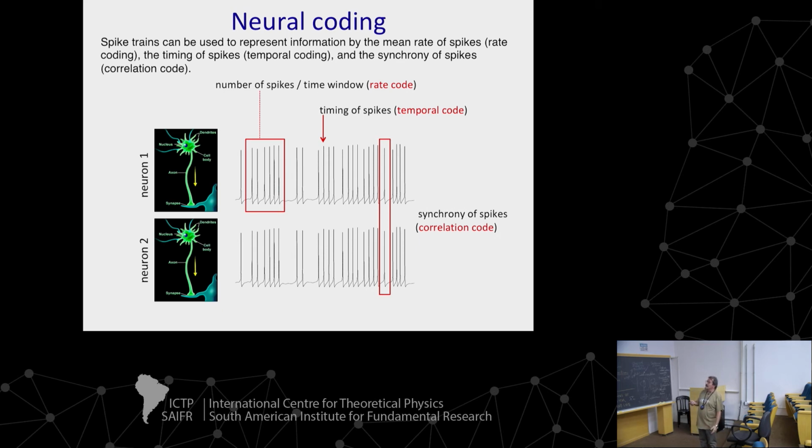Also, you can imagine that the actual time of each spike is what matters. So the timing itself: whether a neuron receives or emits a spike now, or 1 millisecond later, or 2 milliseconds later. The time itself is important. And also, if you have more than one cell present, you can have a kind of correlation code in which the correlation between the spikes is what matters, say, the synchrony between them.